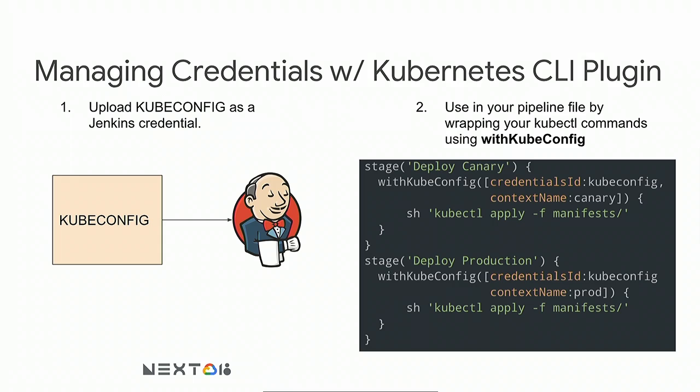Well, they have a handy plugin, again, called the Kubernetes CLI plugin. So in order to use this, we're going to upload our kubeconfig as a Jenkins administrator as a Jenkins credential. And then within our pipelines, we can use that Jenkins credential with this withKubeConfig wrapping block around our commands. So that is what sets the context for each of these commands that we run in that block. So here I have two different stages, one that deploys to Canary, one that deploys to production, and I can choose which cluster it is by setting the context name in each of those withConfig blocks.